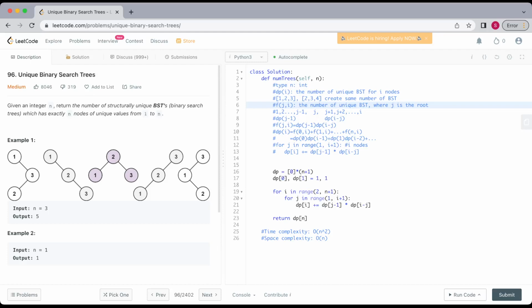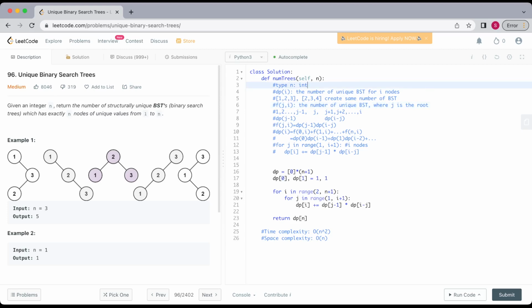Hello everyone, today we will discuss a medium hard level binary tree problem by using dynamic programming algorithm. This is the LeetCode algorithm problem 96, unique binary search trees. Firstly, let's see the description of this problem. Given an integer n, return the number of structurally unique binary search trees which has exactly n nodes of unique values from 1 to n.